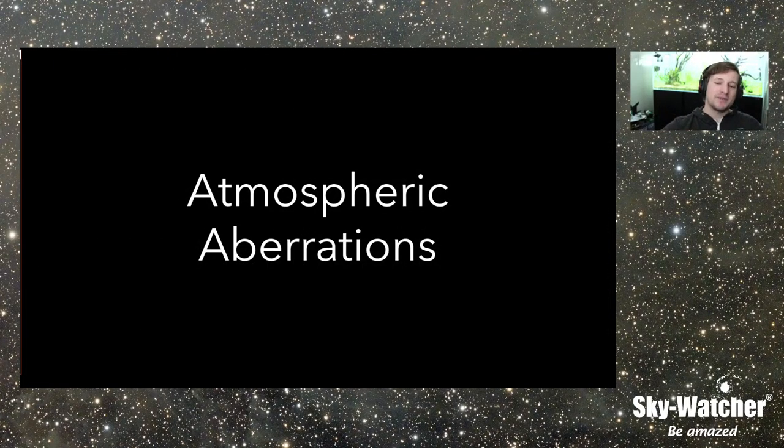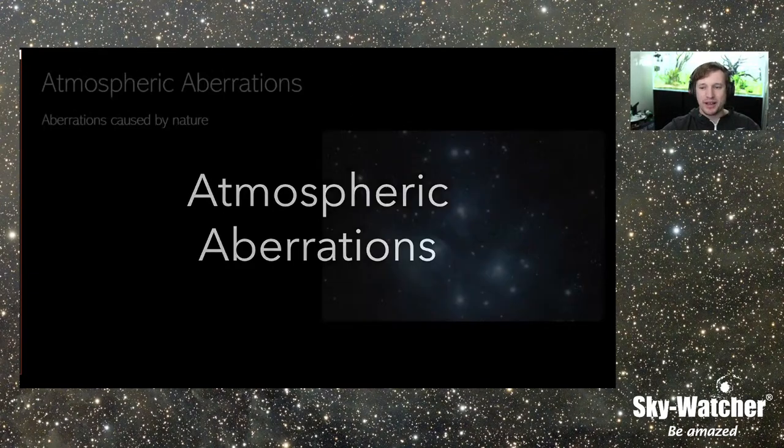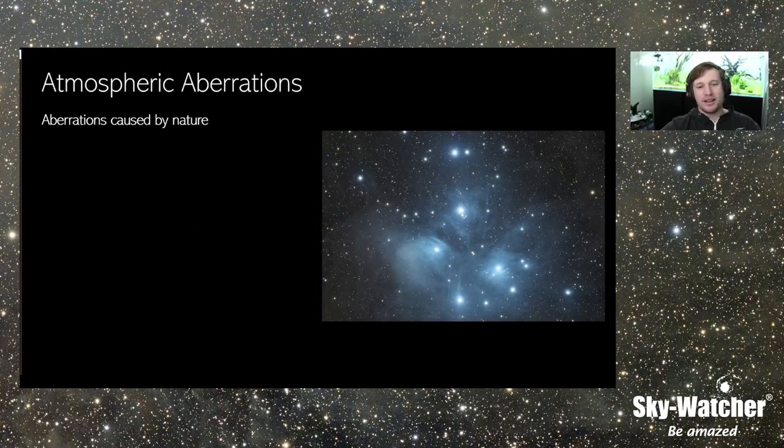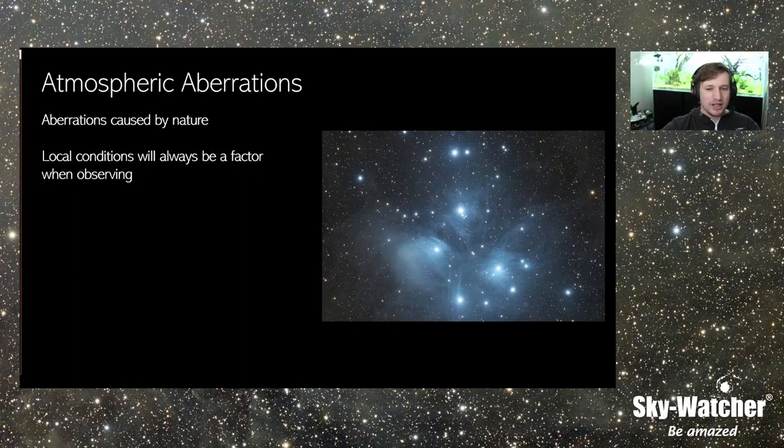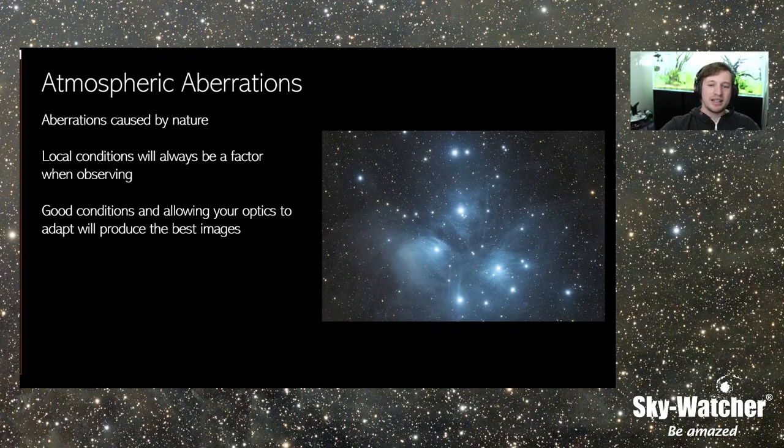Okay, atmospheric aberrations. There's not many of them that really affect us too much, but there's just a couple that I wanted to cover real quick. Atmospheric aberrations are basically caused by nature. Local conditions will always be a factor when you're observing. Good conditions and allowing your optics to adapt will produce the best images. So when you go outside, don't just throw your telescope out there, put a 6mm eyepiece in it, and chuck it at a star and expect to get this perfect razor-sharp image.